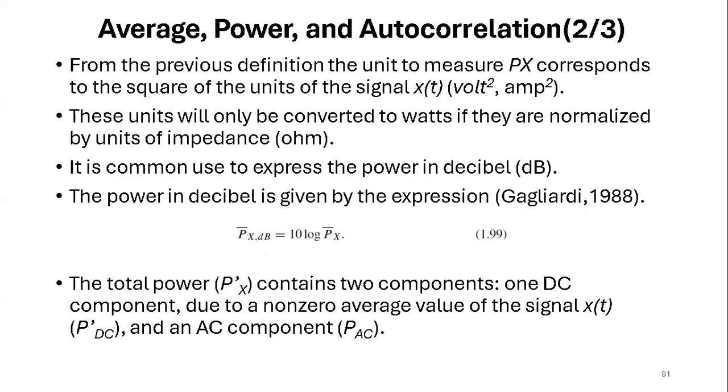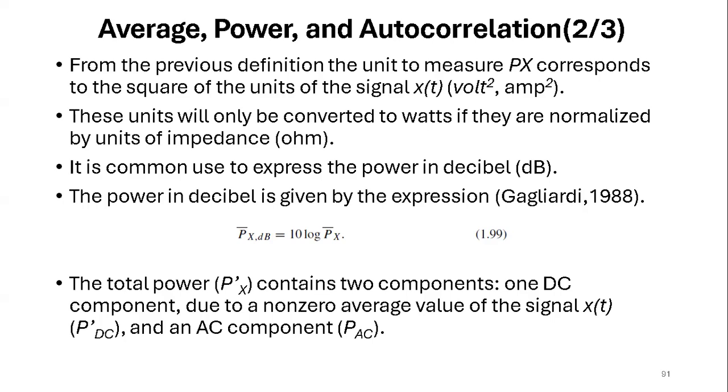In the previous definition, the unit of Px corresponds to the scale of the units of the signal x(t), volt scale or ampere scale. These units will only be converted to watts if they are known as per units of impedance, ohm. It is common to express the power in decibels, and the power in decibels is given by the expression Px equals 10 log Px.